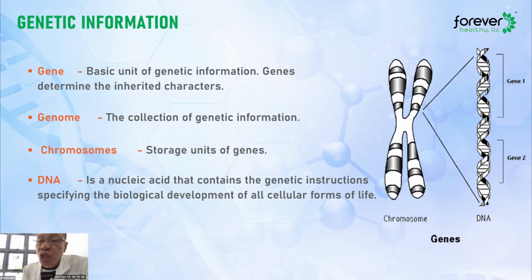You see that genes are embedded in that double helix structure as described by Watson and Crick. That DNA double helix is a nucleic acid that contains the genetic instructions, the recipe specifying the biological development of all cellular forms of life. Every protein in your body is due to DNA, and the DNA sequence that codes for a protein is called the gene. So the gene is also DNA, but simply the DNA with an equivalent protein.